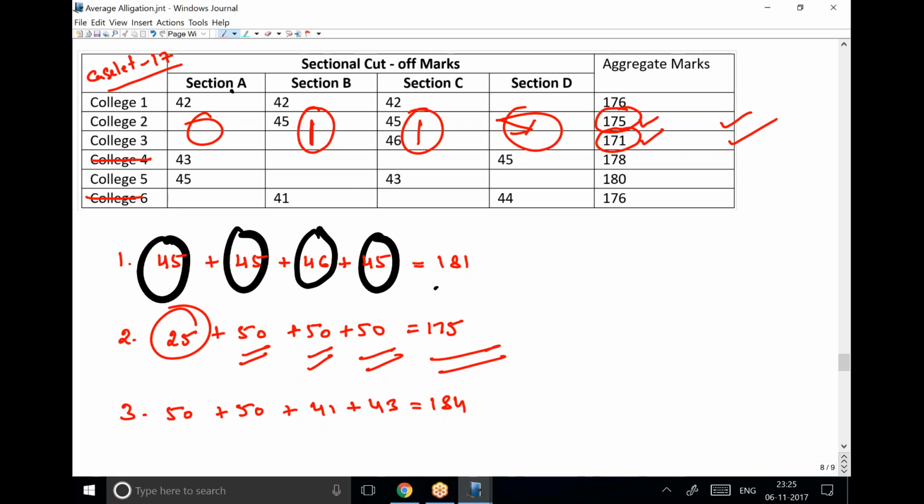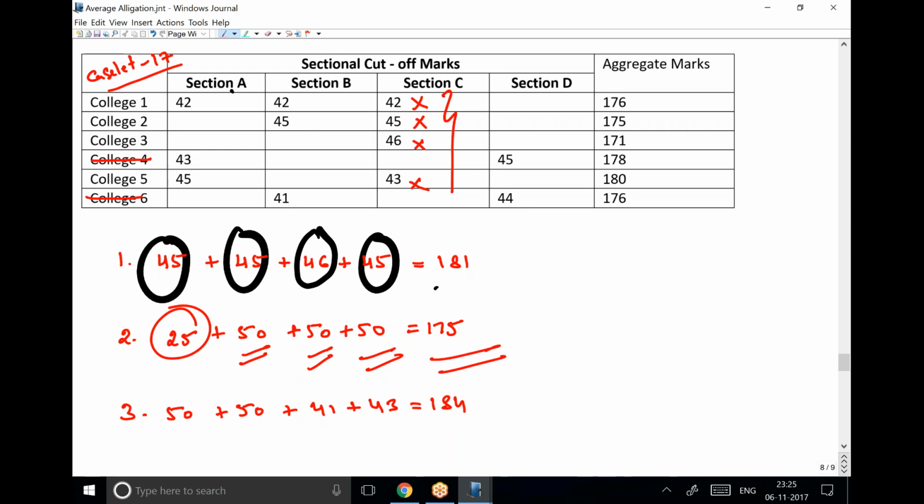So when he is not getting called from a single college, I will look into only this particular section, because for section C we have 4 colleges in hand, and if he is not able to clear the cutoff in section C, he will not be getting called from these 4 colleges. So remove these 4 colleges.